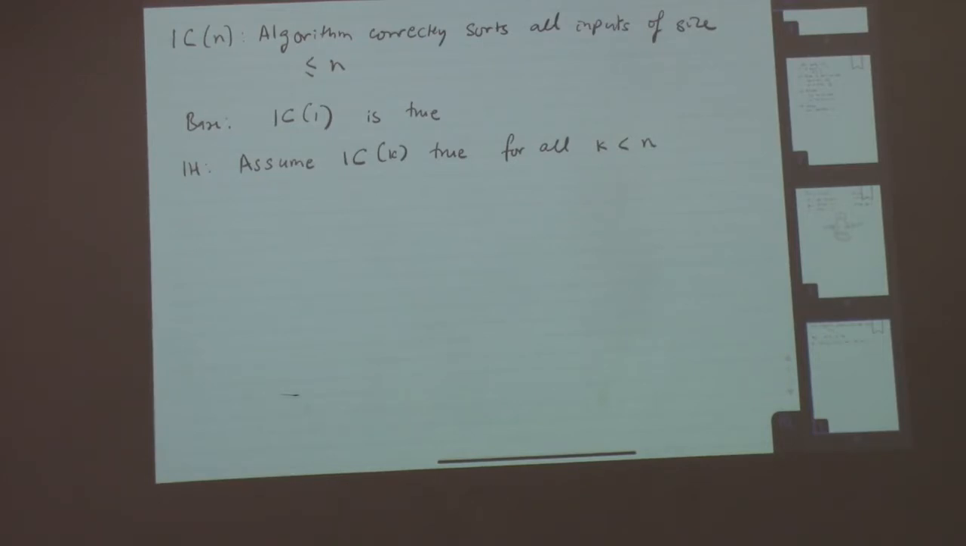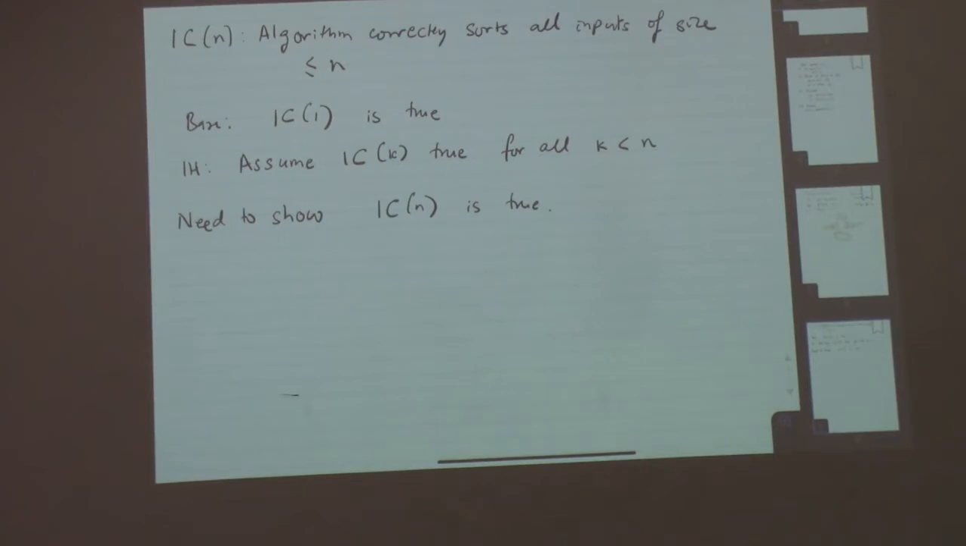Right? Now there are different ways you can assume the induction hypothesis. You can assume it's true just for n minus 1, or you can assume it's true for all, and in this case we'll just assume this. And now we need to show that IC n is true. Okay, this is what you're proving now, right? So we know that IC k is true for all k less than n.